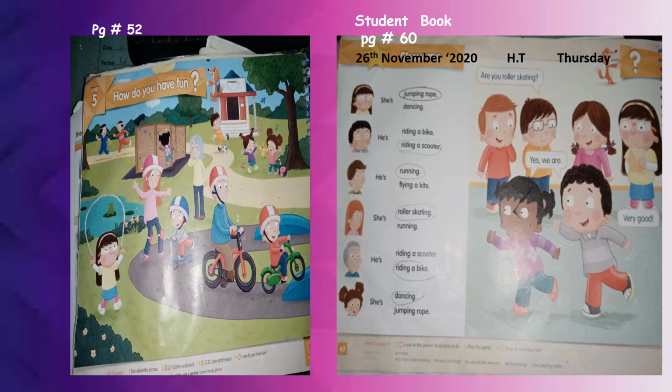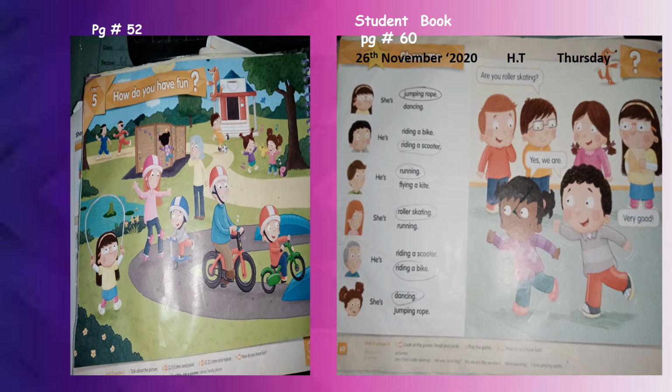Okay, now children, look at the student book page number 60 and focus on page images like May, Sam, Dad, Mom, Grandfather and Anna pictures which are given on this page. Now look at May picture and read out the sentence given in front of her picture. There are two sentences we can make. She is jumping rope or she is dancing, full stop.